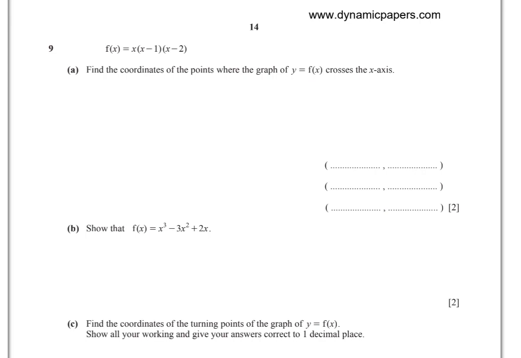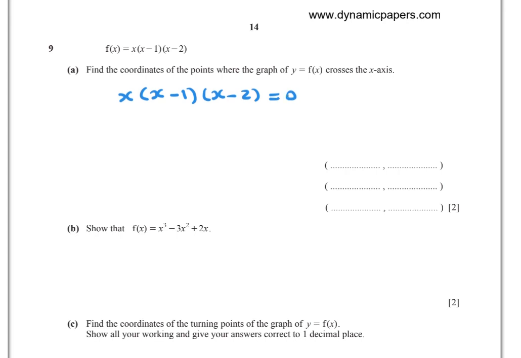Number 9, if f(x) equals x times (x minus 1) times (x minus 2), find the coordinates of the point where the graph y equals f(x) crosses the x-axis. Crosses the x-axis means y equals 0. Any point on the x-axis has y equals 0. So equate x times (x minus 1) times (x minus 2) equals 0.